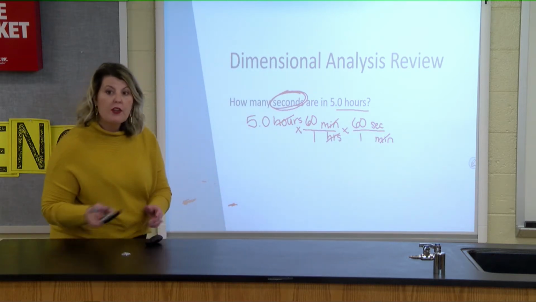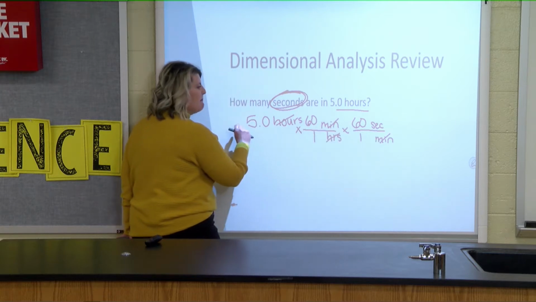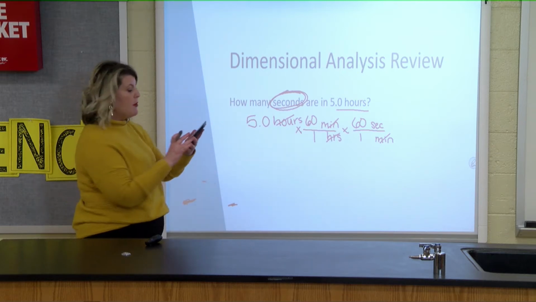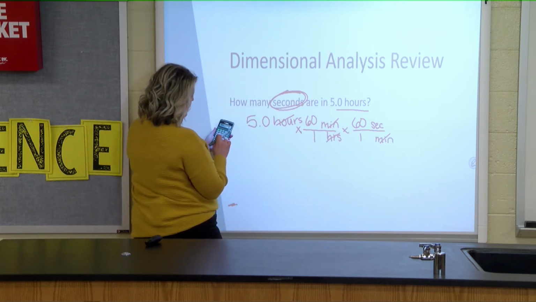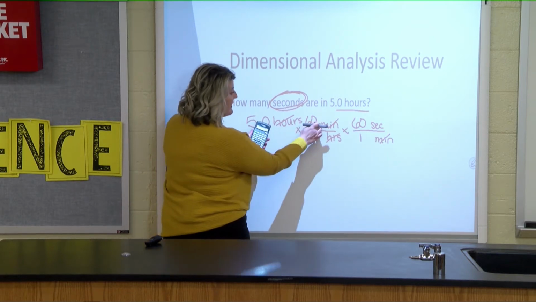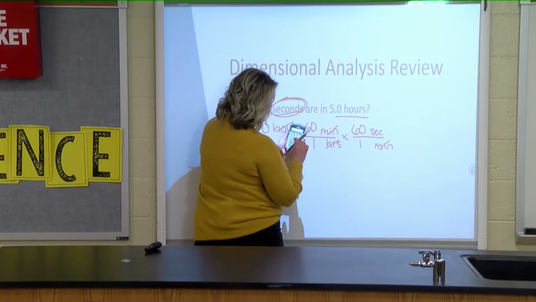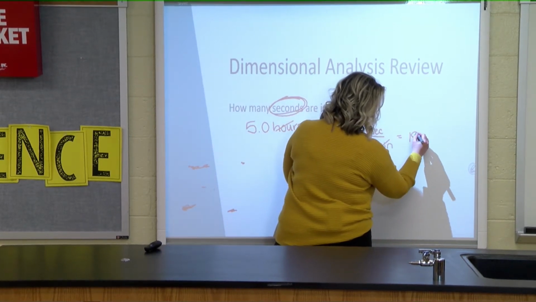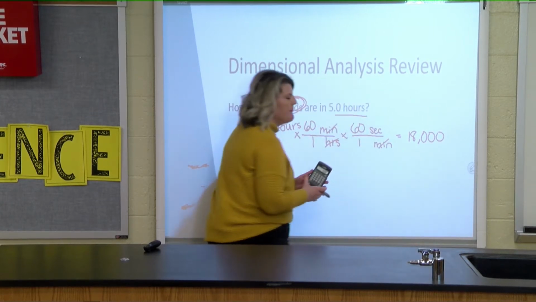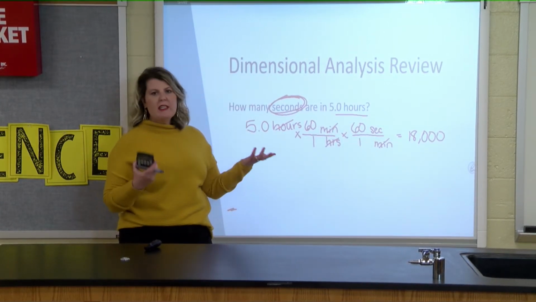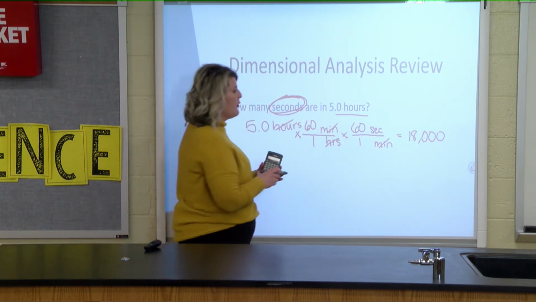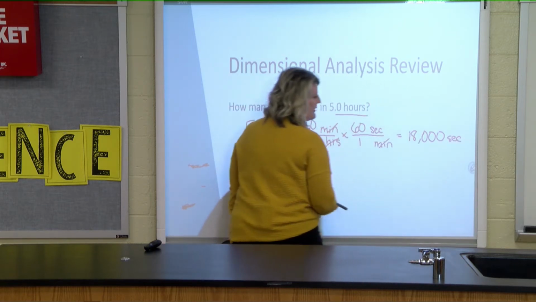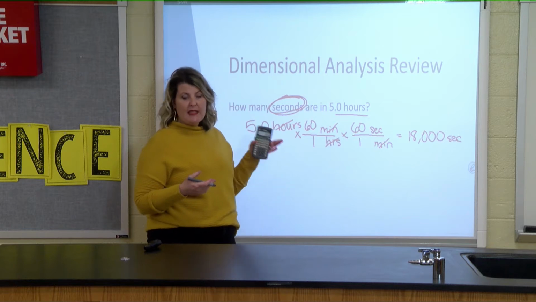So now that you have your units correct, all you do is multiply anything that's across the top and divide anything that's across the bottom. So go grab your calculator, and in this particular instance, I'm going to put 5 times 60, because it's on the top, times 60, because it's on the top. And that's going to give me 18,000. Now in chemistry and in science, we don't leave just numbers. You have to have a unit with your number. And the unit that was left, everything crossed out except seconds. So my answer would be 18,000 seconds.